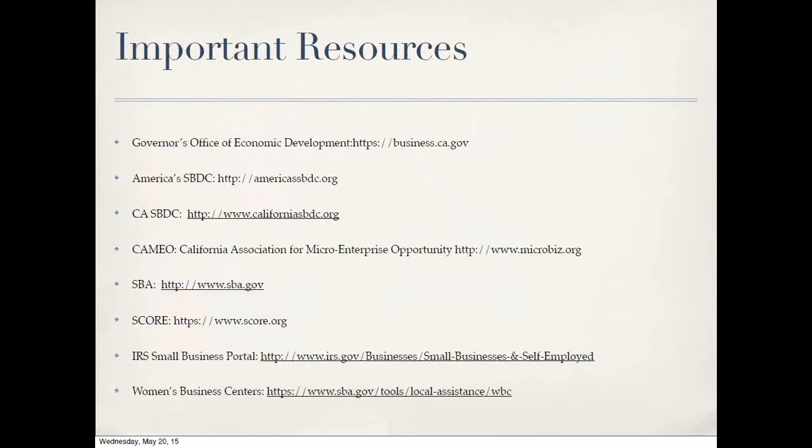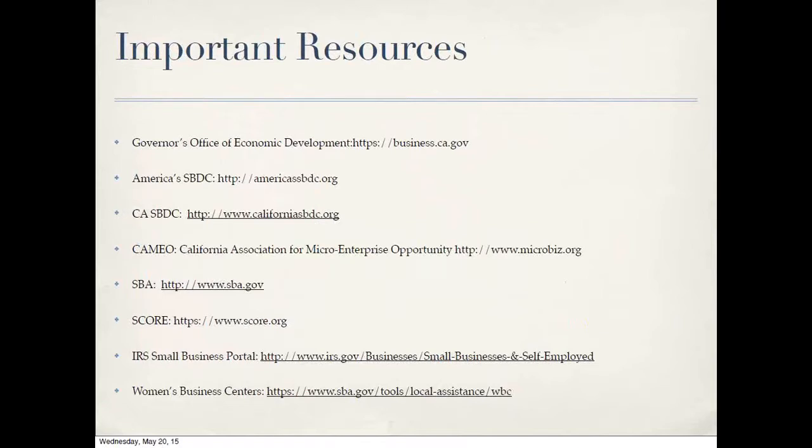The SBA has some good reference pages on their site. They also have some business plan templates. SCORE is another good source for business assistance, and if you have an idea, or you've got several of them and you're just trying to bounce around which one might be the best, I would suggest go to SCORE, and CAMEO too, and have them help you sort through what direction you might take your new idea.